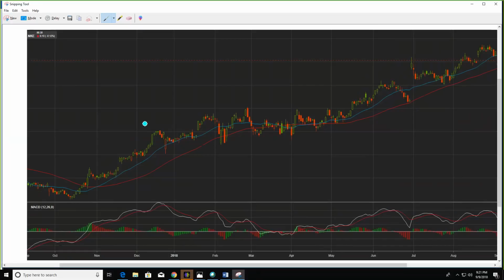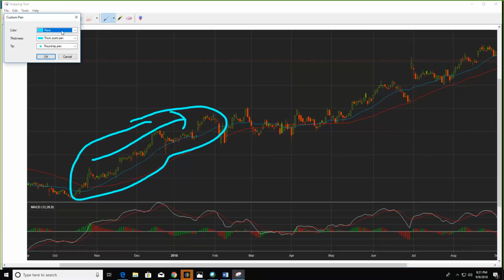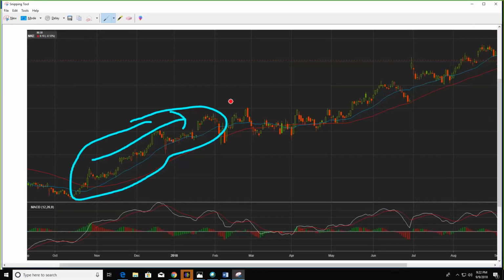So here is the type of moves that we're looking for. This is a momentum breakout chart right here. And then let me get the other marker here. And then you see once the stock starts trading between these SMAs, this is an area that you want to stay away from.